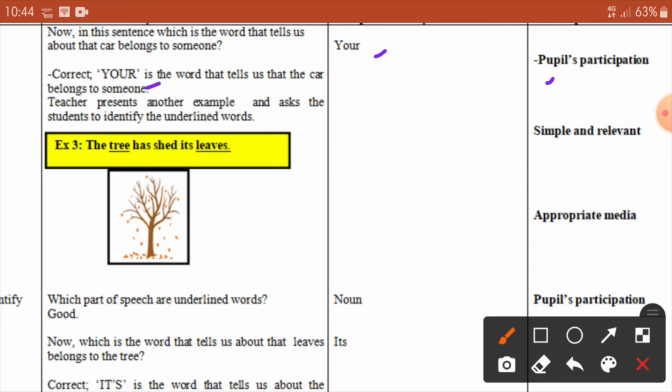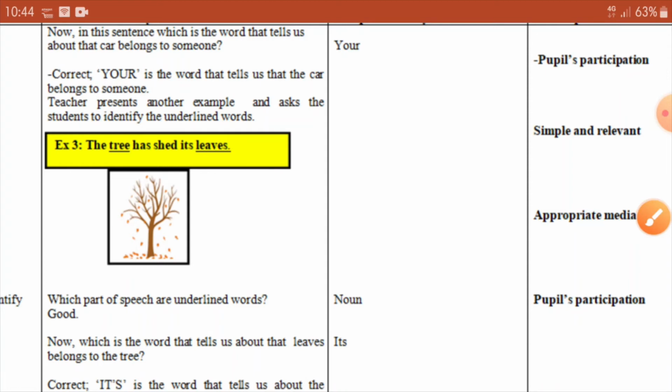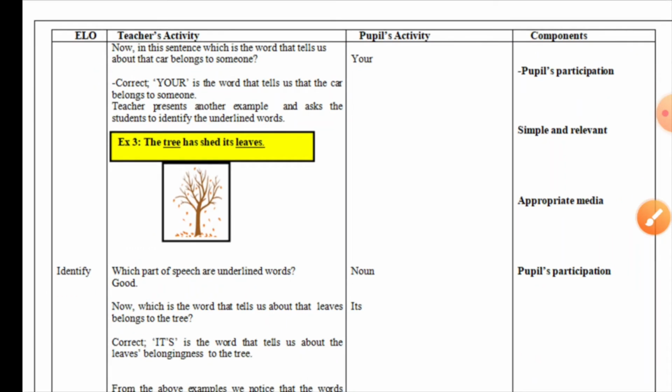So the tree has shaded leaves, right? So I am asking the question, which part of speech are the underlined words? Again, the student is suggesting that it is the noun. So, pupils' participation. Now, which is the word that tells us about the leaves? It is "its." Correct. So "its" is the word that tells us about the leaves' belongingness to the tree.